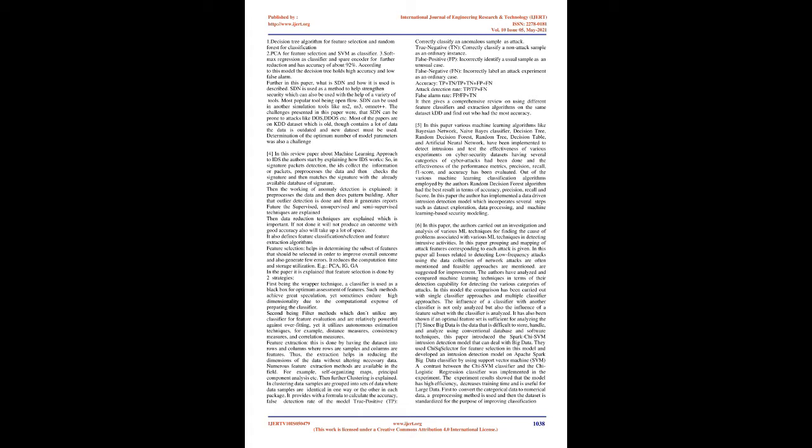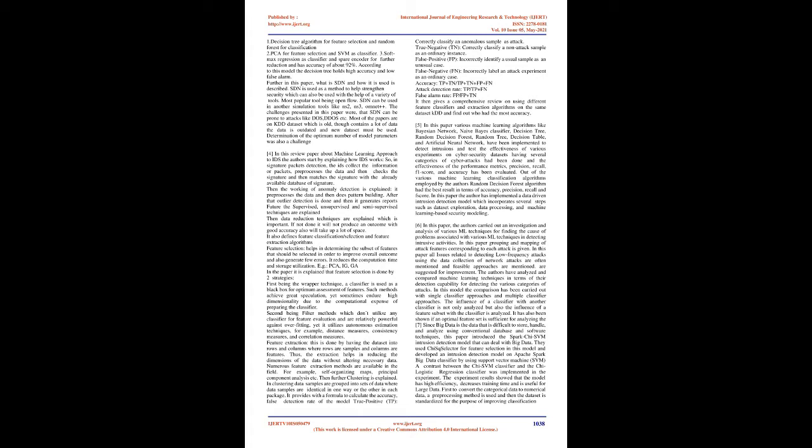E.g., PCA, IG, GA. In the paper it is explained that feature selection is done by 2 strategies. First being the wrapper technique, where a classifier is used as a black box for optimum assessment of features. Such methods achieve great generalization, yet sometimes suffer from high dimensionality due to the computational expense of training the classifier. Second being filter methods, which don't utilize any classifier for feature evaluation and are relatively robust against overfitting, yet utilize independent estimation techniques, for example, distance measures, consistency measures, and correlation measures.